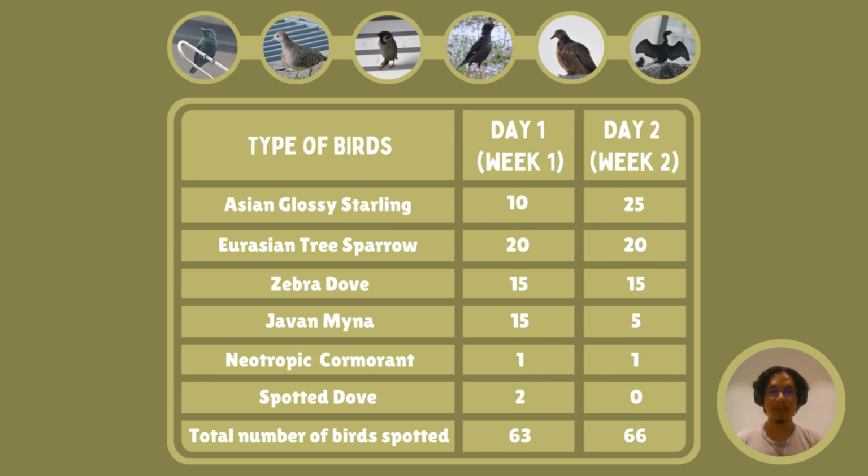To wrap everything that we have done about the activity of the bird watching one, here is the result table that showcases the total number of birds of each species in the course of 2 days in 2 weeks of our observation. Note that there are more than 6 species that we have observed, but due to the limited time for the video presentation, we cannot list out everything. So the reasons why each species has a different number will be discussed in the discussion section.